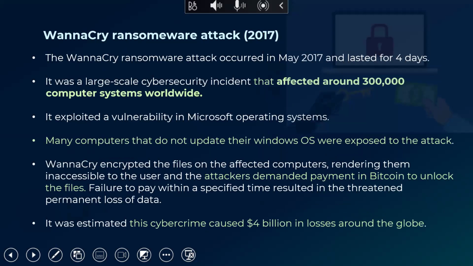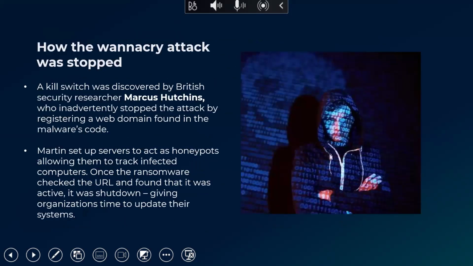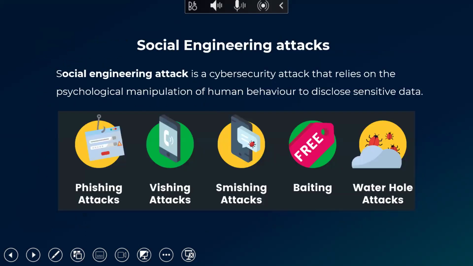Here's one of the biggest cyber attacks that happened in 2017 that shook the whole world. This was caused by a vulnerability in the Microsoft operating system. It was finally stopped by a British researcher called Marcus. He invented a kill switch that helped the vulnerability to go away.